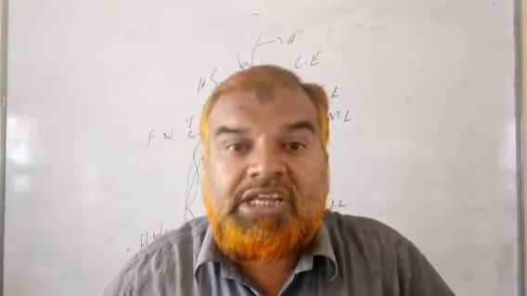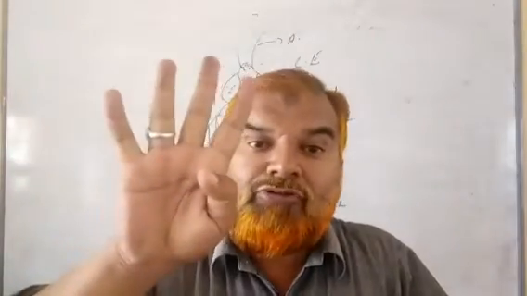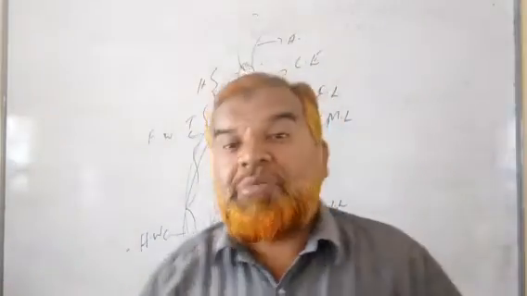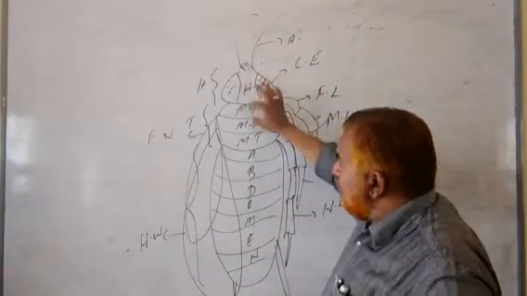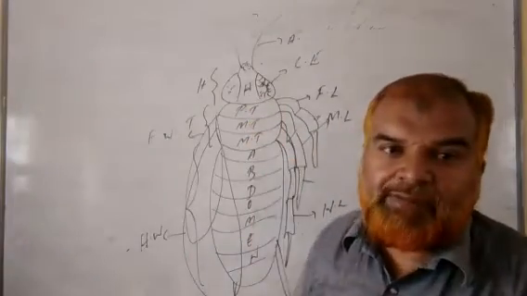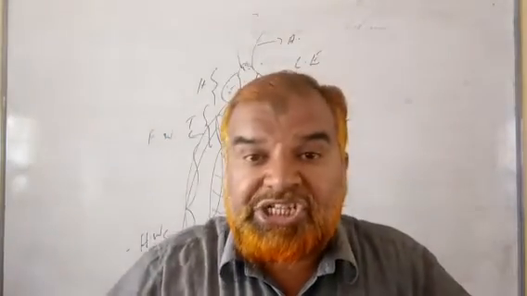How many? 13 hearts, 13 chambers. Like how we have 4 chambers, 2 auricles and 2 ventricles, like that it has 13 chambers. How 13 chambers? Almost 1 chamber here, then 2 chambers here, 3, then 10 segments. Each segment has a chamber of the heart. So altogether it has a 13-chambered heart.